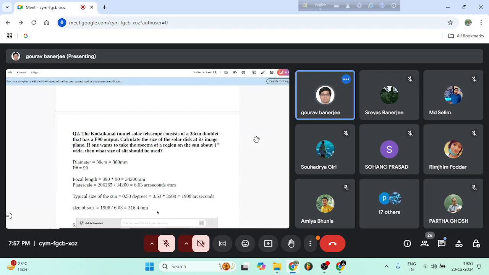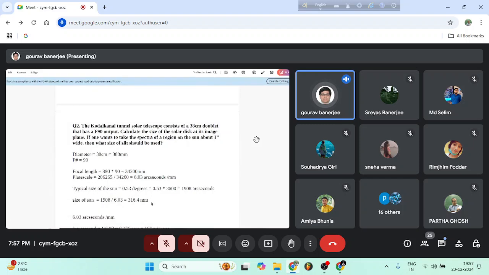So the size of the output image of that telescope is about 30 centimeters big. It's a pretty bright output, because it's the sun. And well, we're not done here.